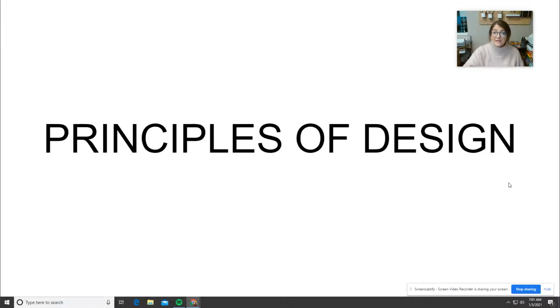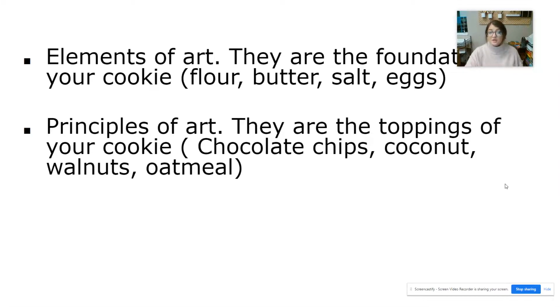Hello, today we're going to talk about the principles of design. So the elements of art and the principles of design go hand in hand. The elements of art are basically like the foundation to your cookie. So this is the flour, butter, salt, egg. Those are the very, very basics that you need to make a cookie.